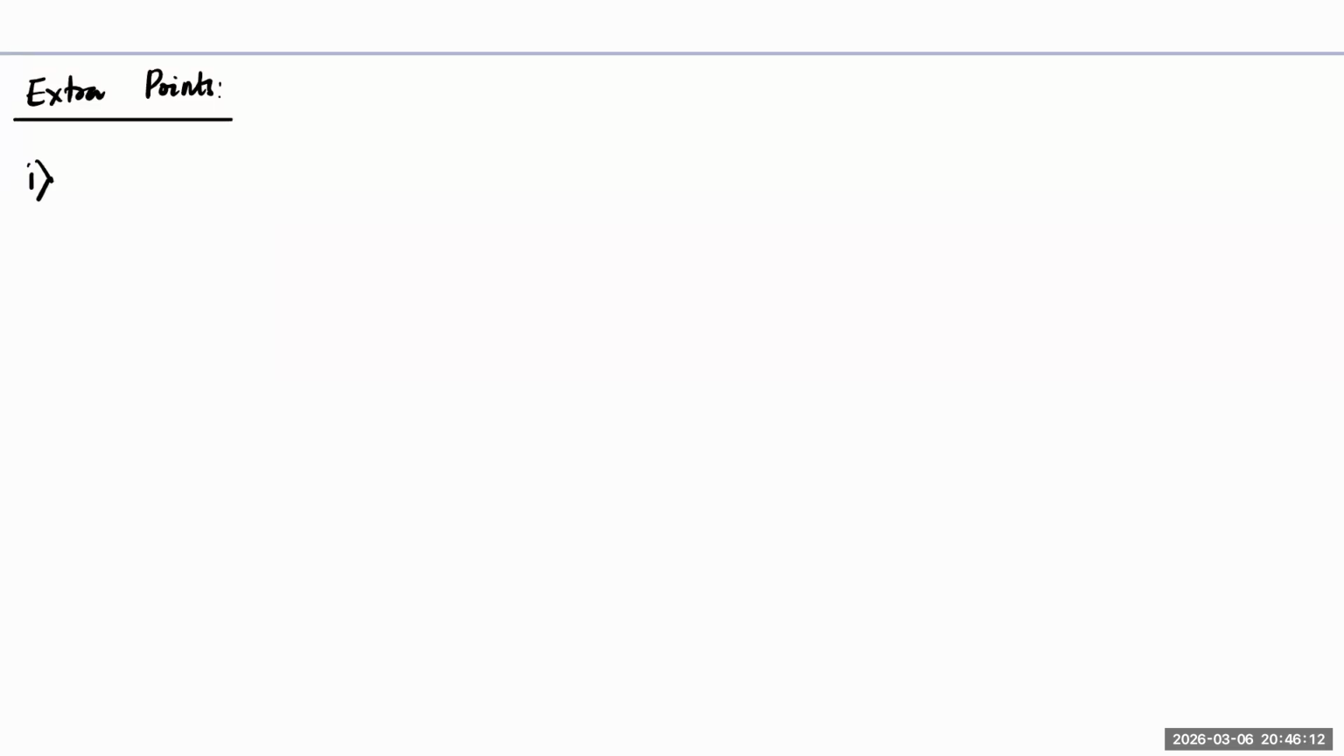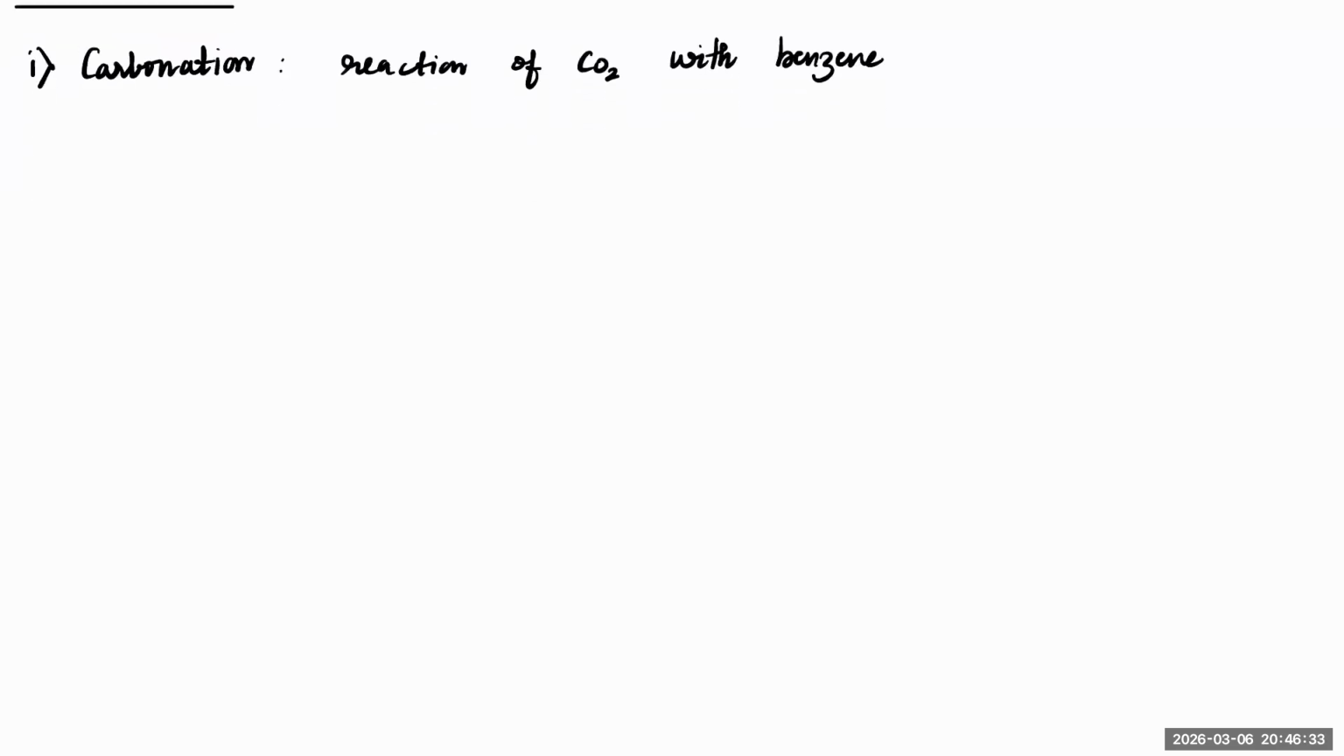So check it out. One such point is carbonation on benzene. These are all extra points, and the first one is carbonation. Got it? When it comes to carbonation, it means the reaction of carbon dioxide with benzene. Carbon dioxide with benzene. Okay? Clear?